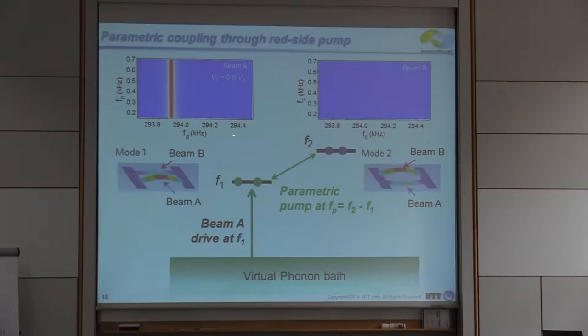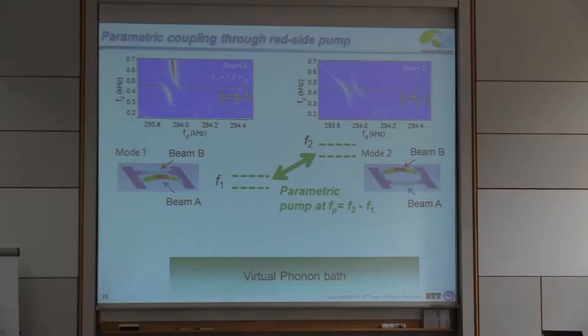This is a plot when you change the driving frequency and change the pump frequency. In this case, there is no pump. But when you switch on the pump, you see that mode 2 is also vibrating. This is what we expected when switching on the parametric pump at the frequency difference: you can transfer phonons from mode 1 to mode 2. So experimentally you can confirm this transfer of the mode from beam A to beam B. If you increase the parametric pump intensity, you can realize the so-called strong coupling regime.